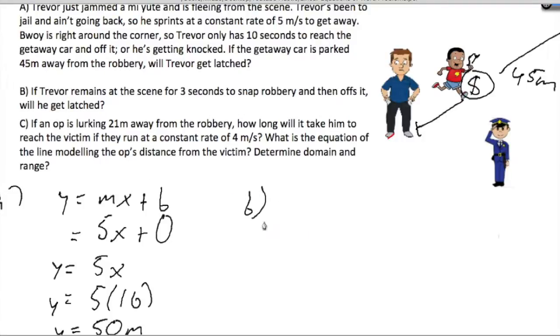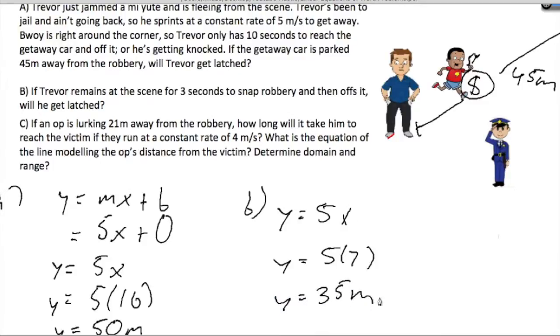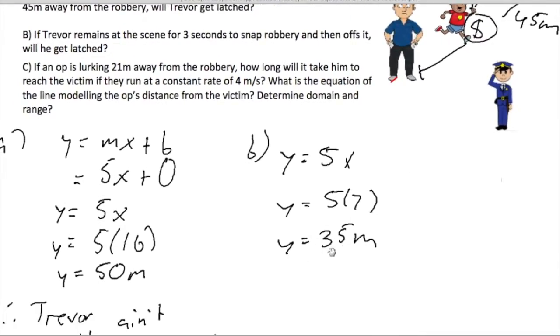So now we're going to just use our same equation that we just created, y equals 5x, and we're going to have to sub in 7 instead. 5 times 7 equals 35 meters. Oh man, it looks like Trevor's getting knocked. See, that's why you don't snap for Raiden's. If you're gonna hit the stain, just hit the stain and get off it. Because now Trevor's gonna go to the bin. Man has a criminal record. His life's changed because he could only run 35 meters and he needed to get 45 meters.